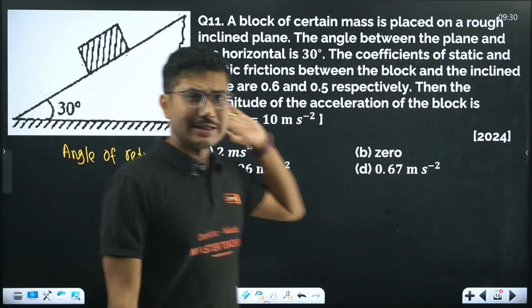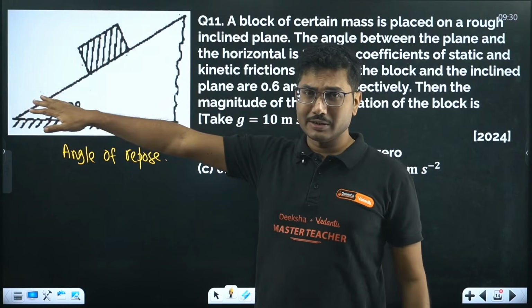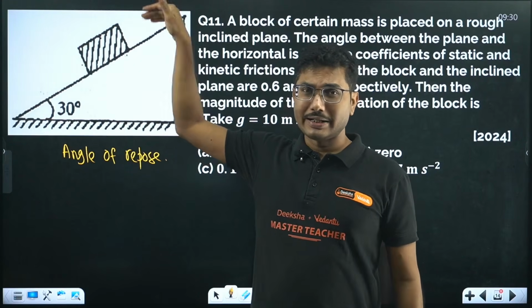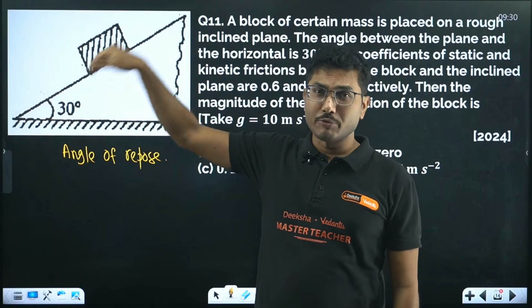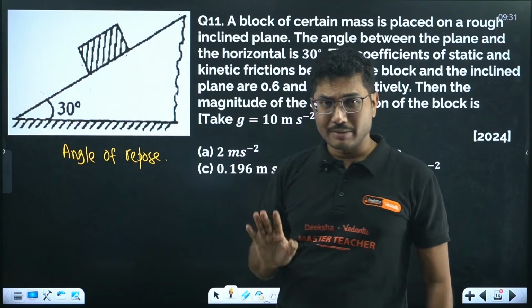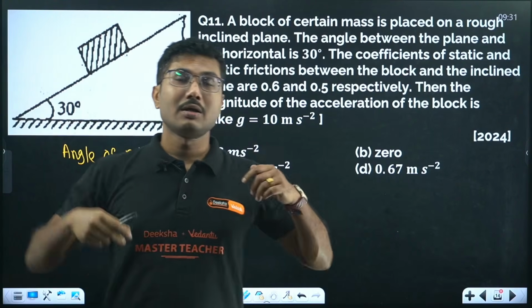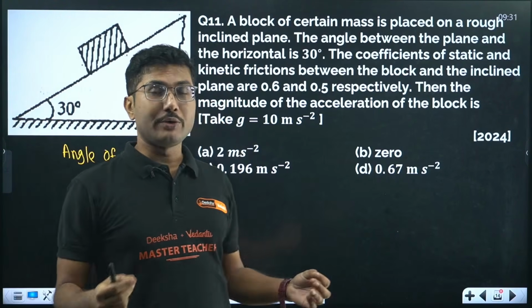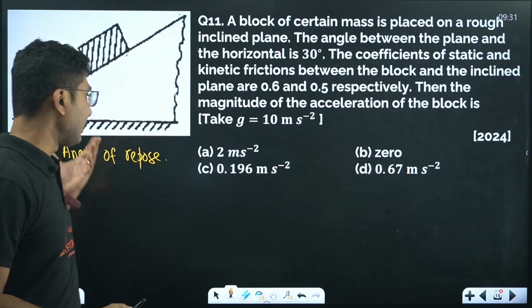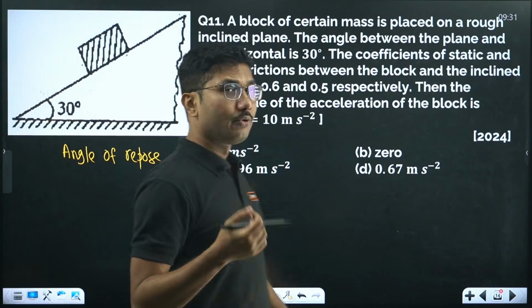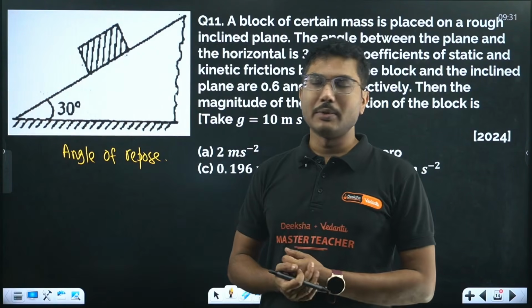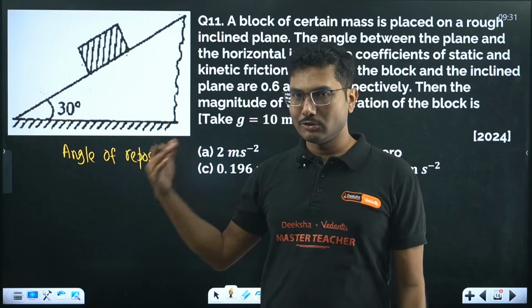Now it can be solved in another way. Normally you take the weight, you take the components, and you solve it. That way it can be solved, but that will take a longer way to answer it. Even though angle of repose is not directly part of the syllabus, if you know this concept, you will be able to solve it faster. It was there in the syllabus earlier; it is no longer part of the syllabus.